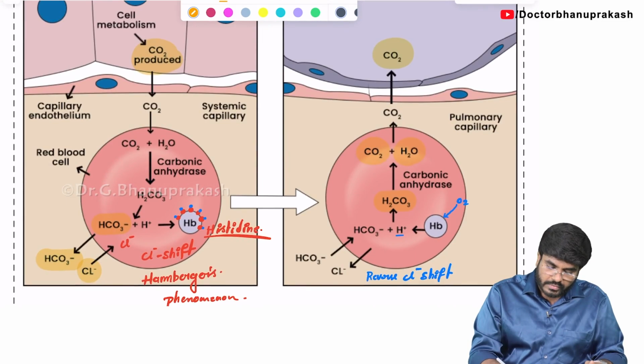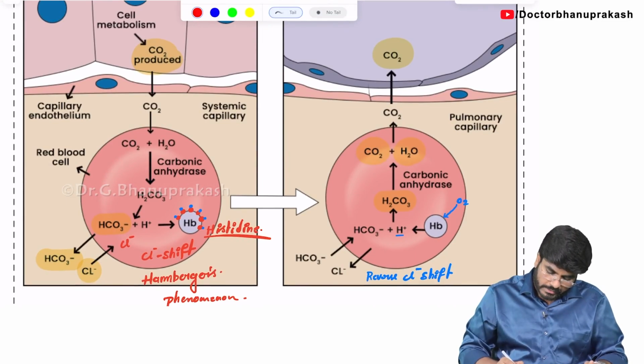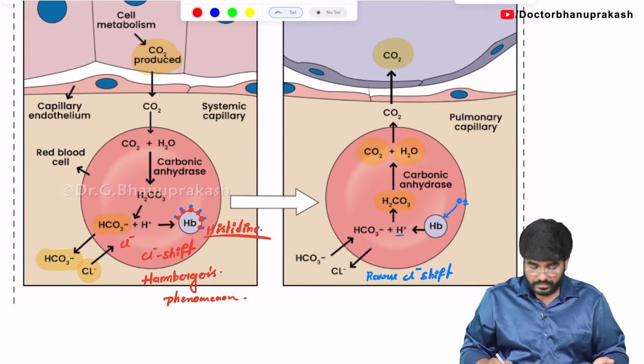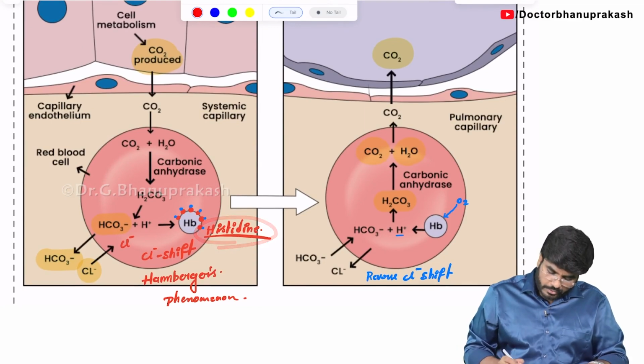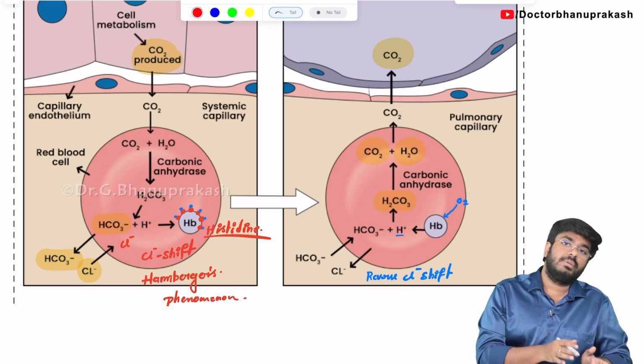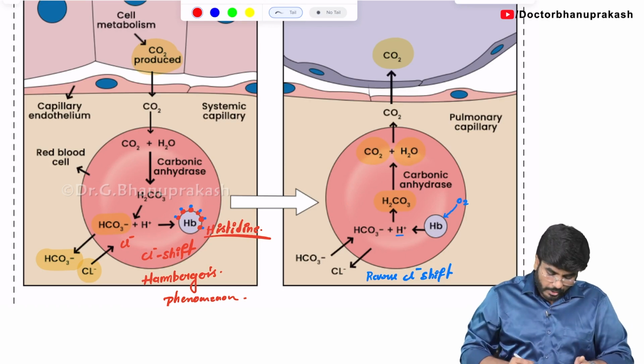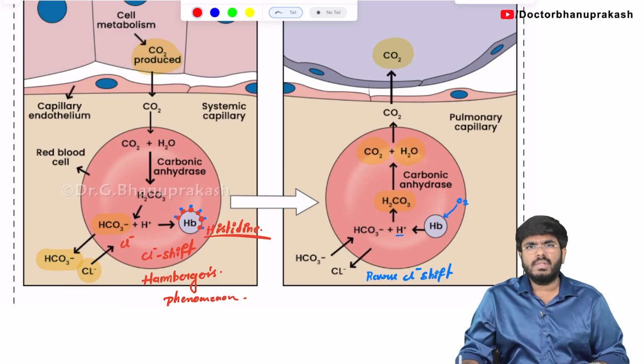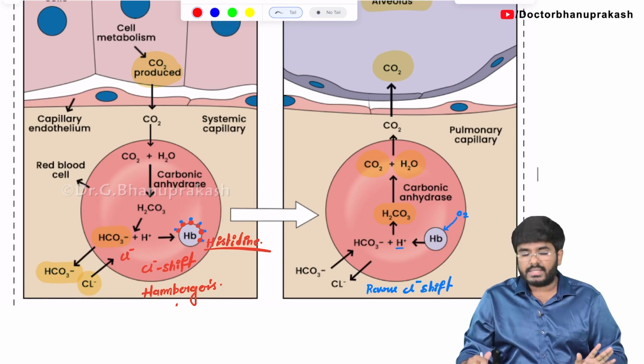So, two important questions for your exam. What is the most important intracellular buffer? Hemoglobin. Because of the presence of which amino acid? Histidine amino acid. Where do you think the chloride shift is going to occur? Chloride shift, also called the Hamburger phenomenon, happens in the venous blood at the level of tissues. Bicarbonates are exchanged for which ions? Chloride ions. These are the very important things I wanted you to know.